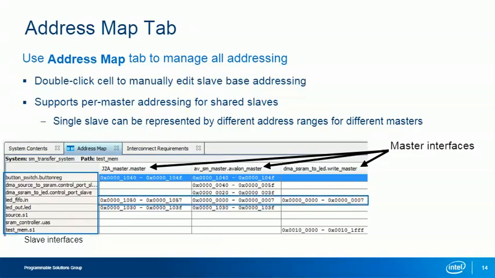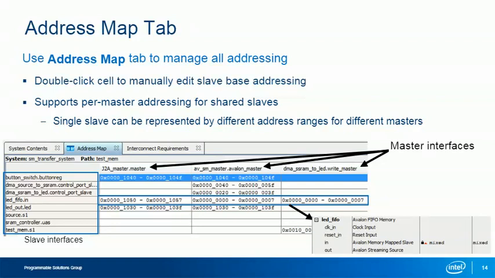In the example shown here, the in slave interface on the LED FIFO component is accessed by 3 different masters. For 2 of those masters, the slave is accessed at address 0, while for the third master, the slave is accessed at address 1050. If a slave is accessed at 2 or more different addresses because of multiple master connections, mixed appears in the base and end address columns of the System Contents tab, requiring the use of the Address Map tab to edit the addresses.